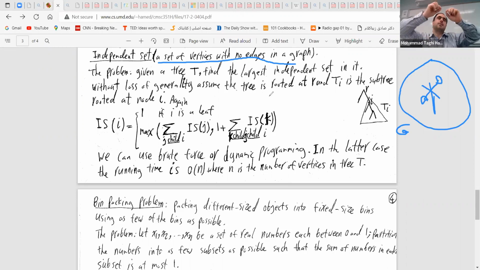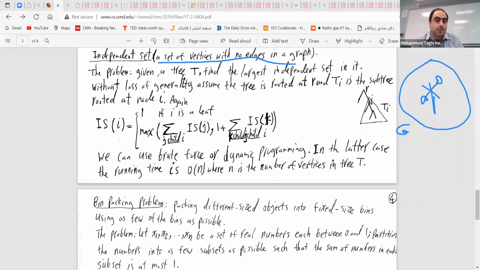Like a vertex has some children. Each of these children has some kind of tree hanging there. You solve for these problems, and then you combine the solutions to get one level up. And when you come all the way up, you have the solution that you want. So that's the general idea, and we are doing the same thing here.